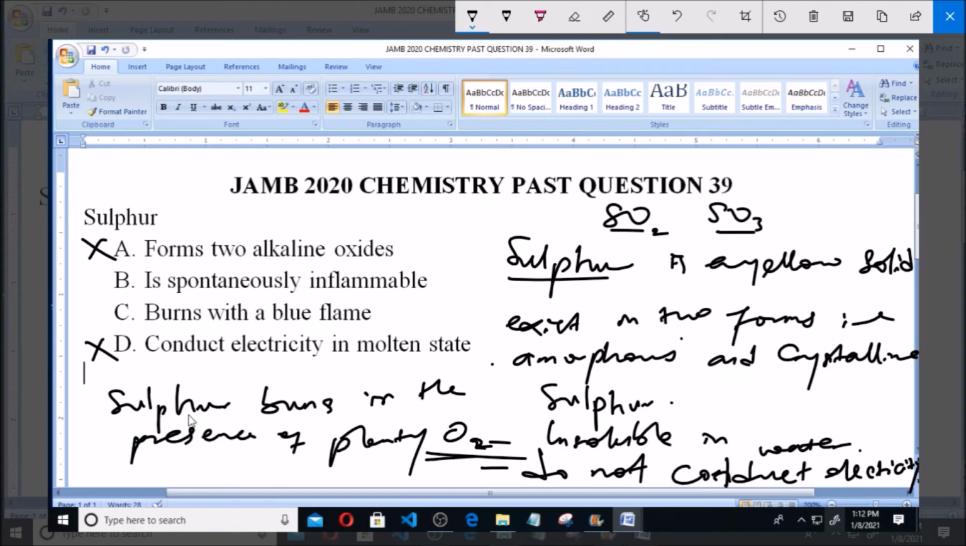And when sulphur burns, it burns with a bright blue flame. So you can see that option C is actually correct. Option B is wrong. So sulphur burns with what? With a bright blue flame. So option C is the correct answer to our question.